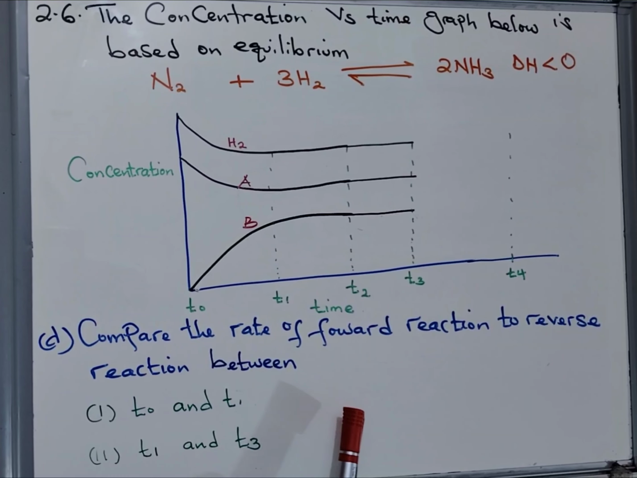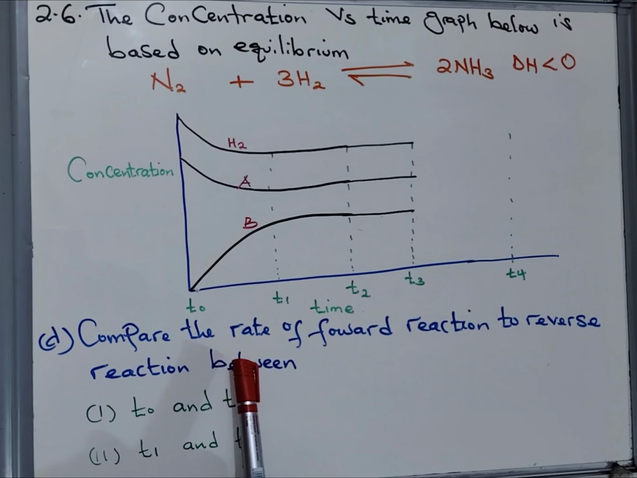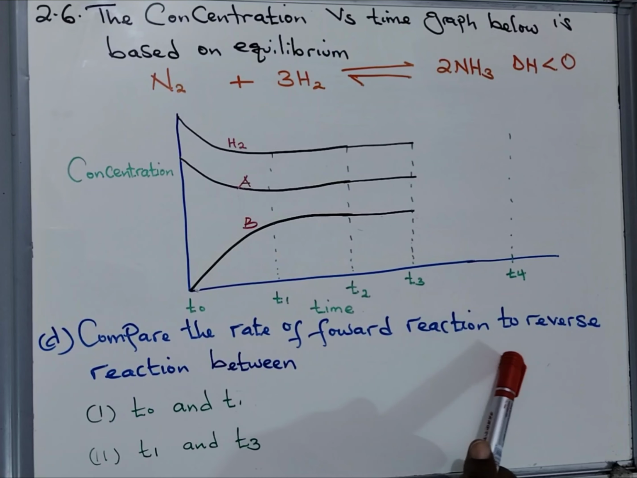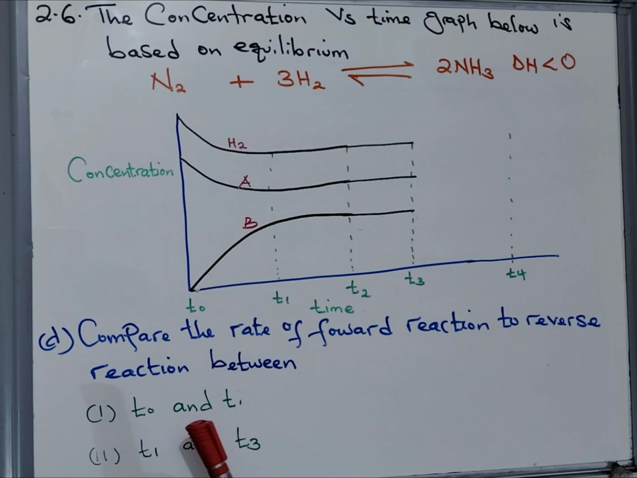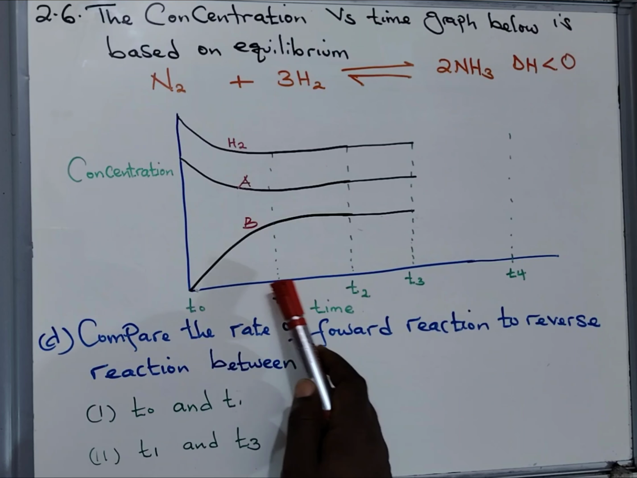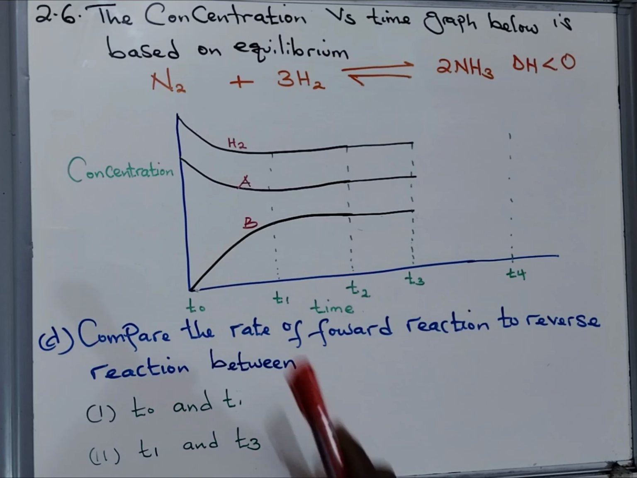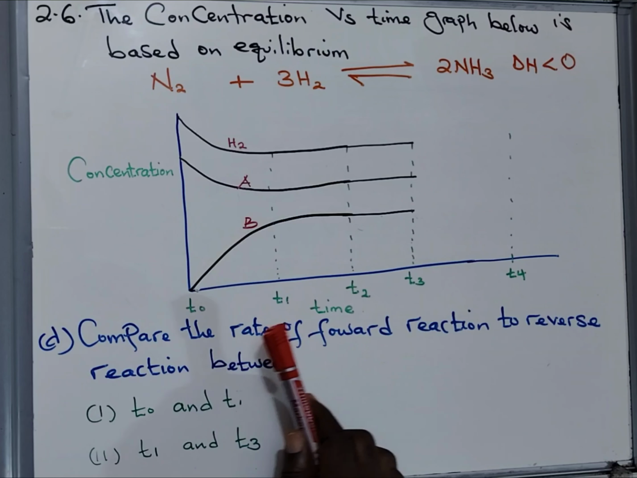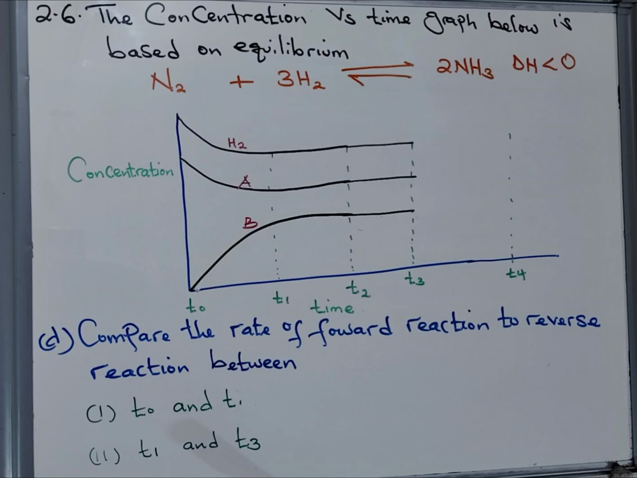Yeah, so comes this question. It says that compare the rate of forward reaction to reverse reaction between these times. The first one is between T0 at the start of the reaction to T1. Look at how does the rate of forward compare with the rate of the reverse between this time range? The answer is higher. The forward reaction is higher than the reverse reaction.